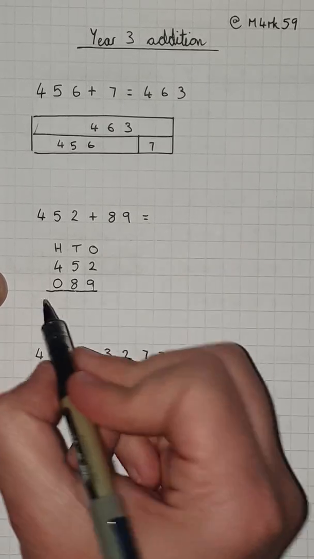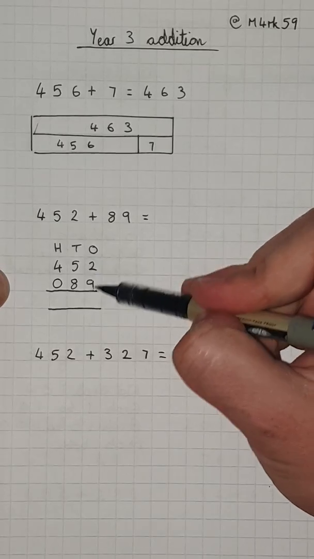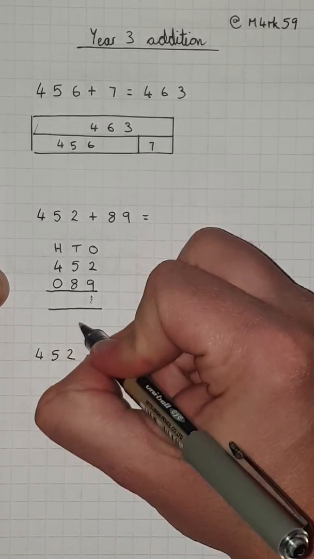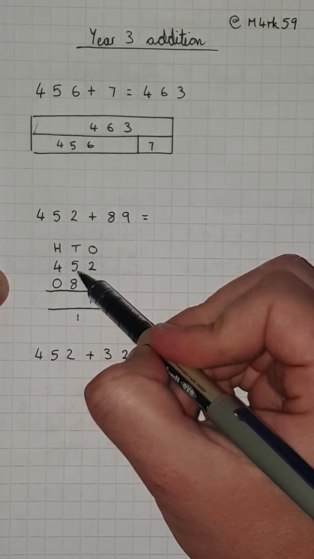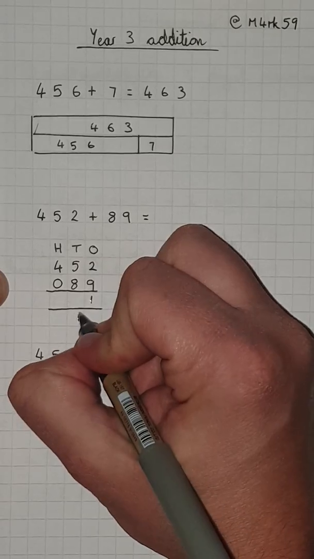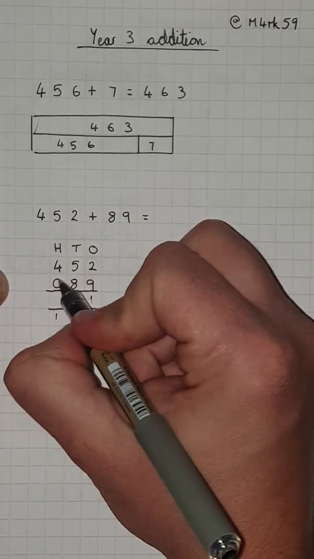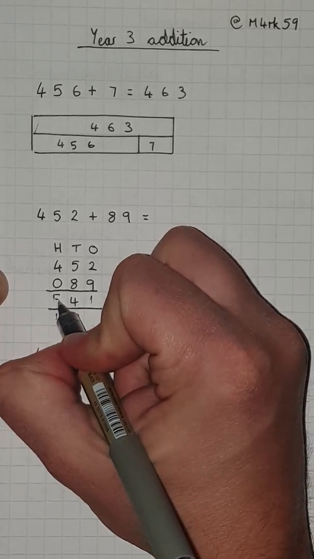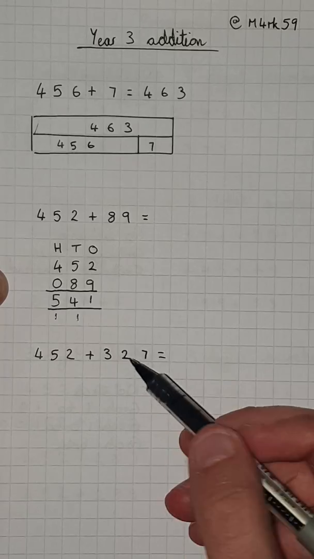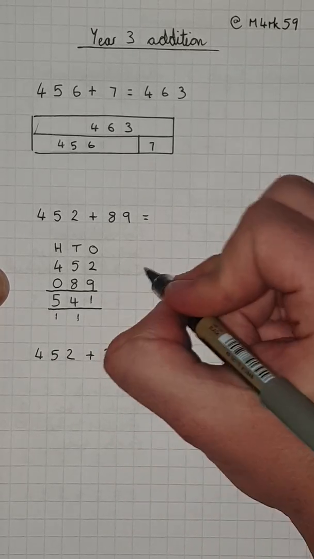And then this example shows how we would exchange. So 9 add 2 is 11. 5 add 8. Add the 1. And then 4 add nothing, add 1 is 5. That's a short method. If you wanted to expand it, which would be good practice for Year 3 children.